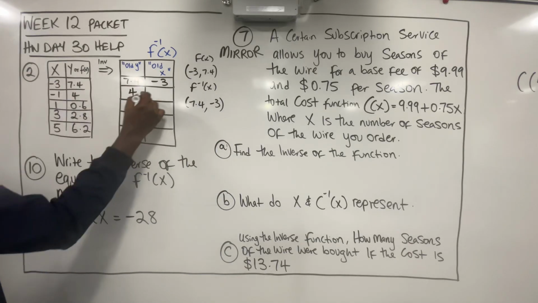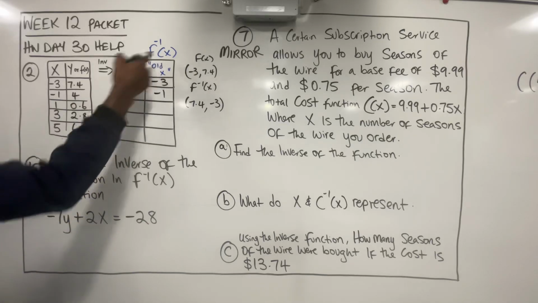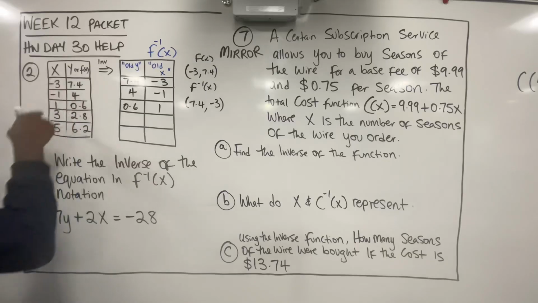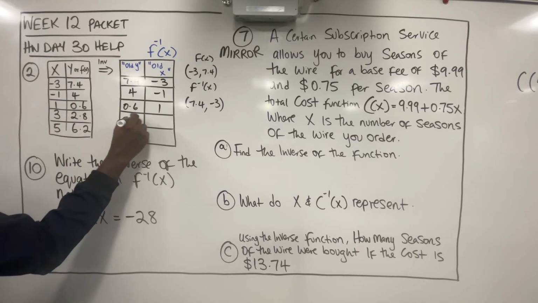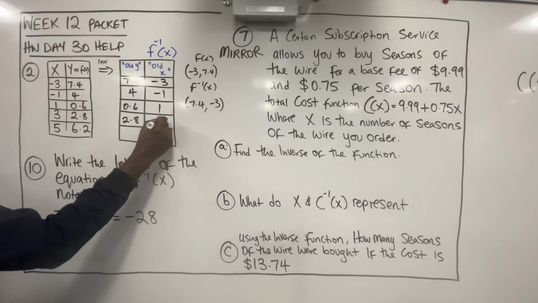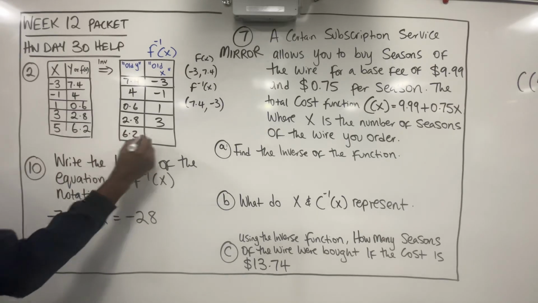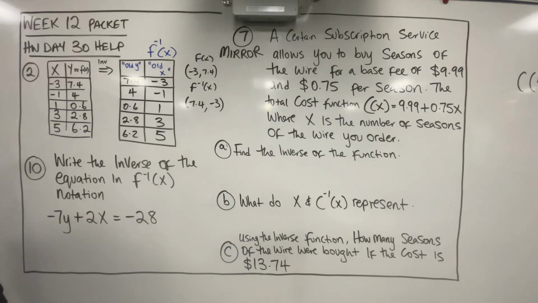That'll become a 4 to a -1. Your inverse function would take 0.6 and spit out a 1. Your inverse function would take 2.8, your old y, and spit out 3. And it would take in your old y, 6.2, and spit out 5. That's all an inverse function does: it takes the y that you got out from your original function and spits out the x value that your original function took.